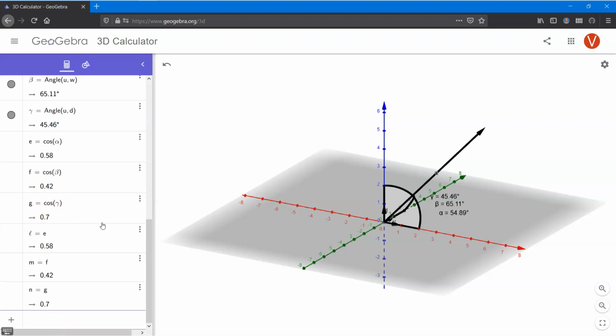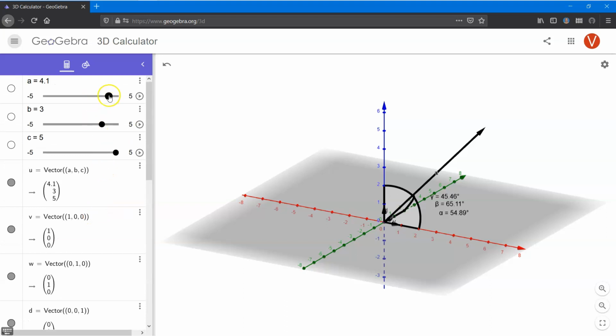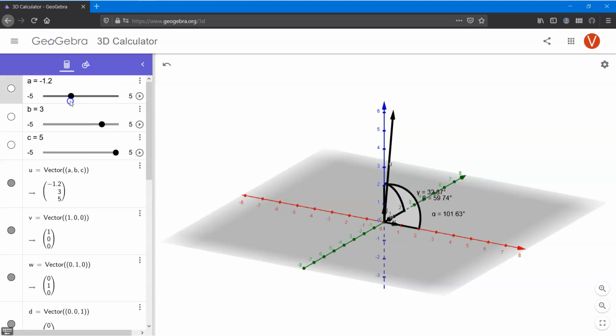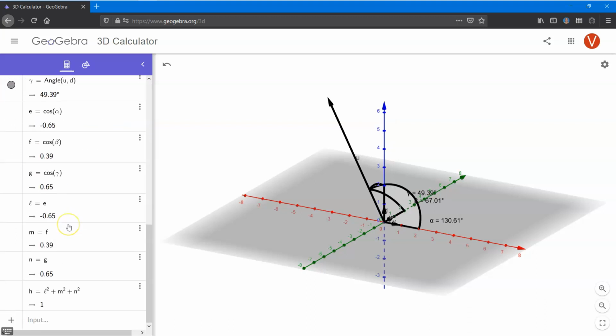Now we know that the sum of the squares of the direction cosines is equal to 1. So L square plus M square plus N square is supposed to be 1, and it is evaluating it as 1. Now let me just change these values of A, B, C so that this given vector changes its position. And you will notice that irrespective of what the value is, L square plus M square plus N square will always be 1.